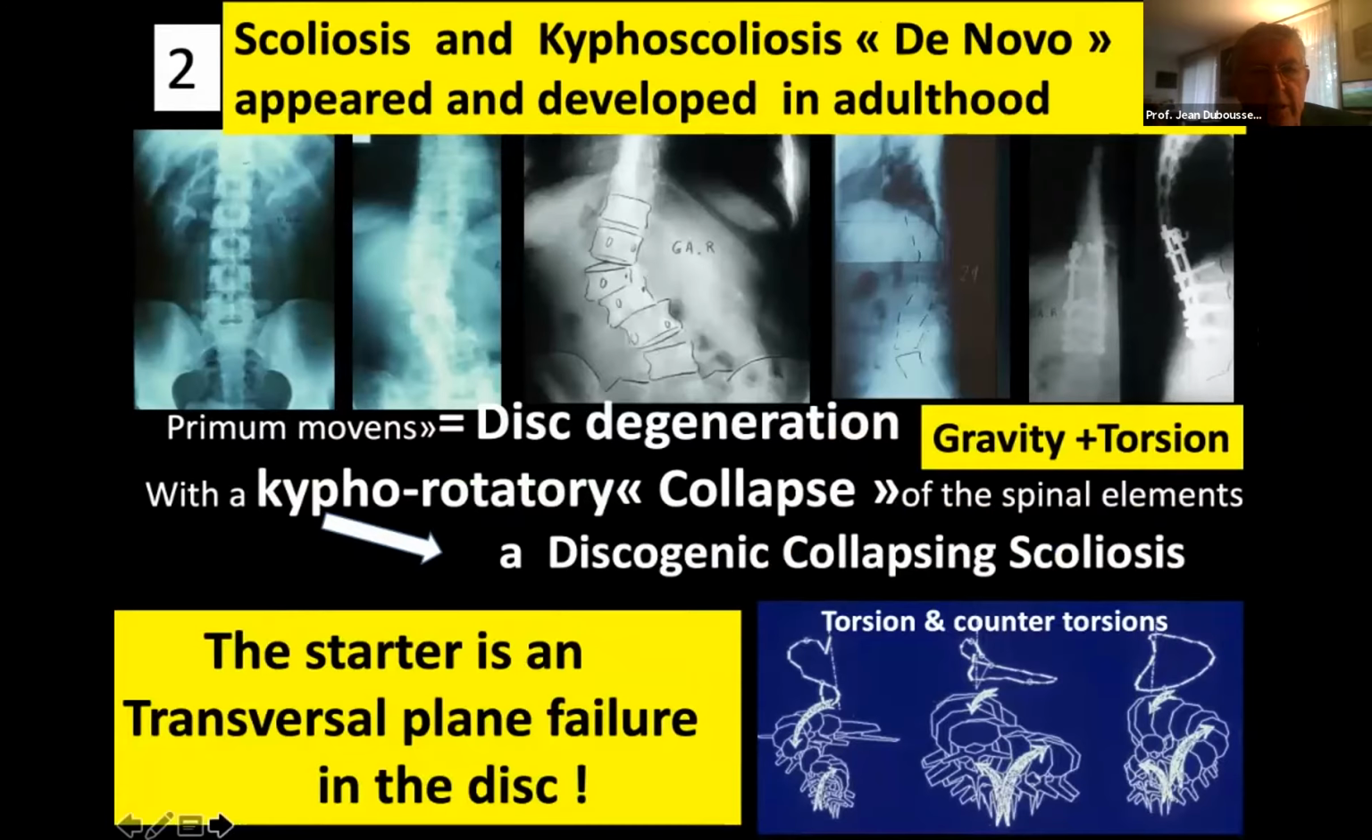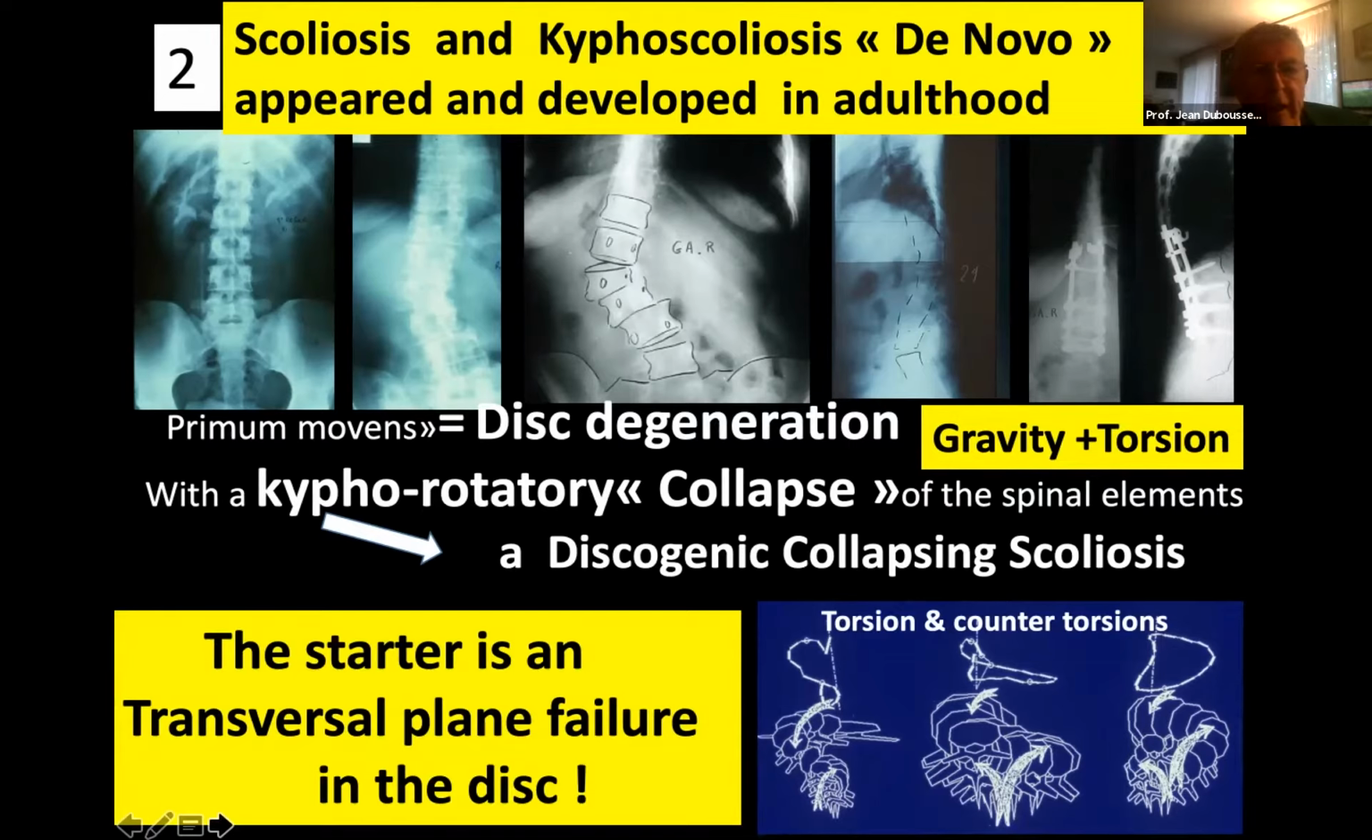But it is the same thing for the scoliosis that arises at the adult age, because here the degeneration is the primum movens, but it is a rotatory collapse because of the discogenic collapsing factor. And the starter is always a transversal plane failure.